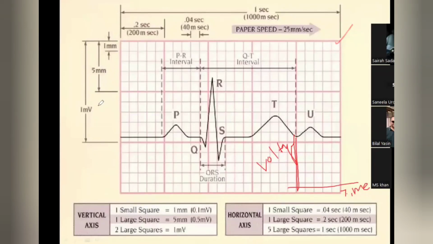Now coming to the vertical axis. On the vertical axis, we take voltage. As you can see, 1 mV, 1 millivolt. One small square is equal to 1 mm and 1 mm is equal to 0.1 millivolt. One large square, which has 5 mm or 5 small squares, will be equal to 0.5 millivolts. That will help you later to diagnose different arrhythmias or the AV blocks. We won't waste our time and we will go to the next slide.